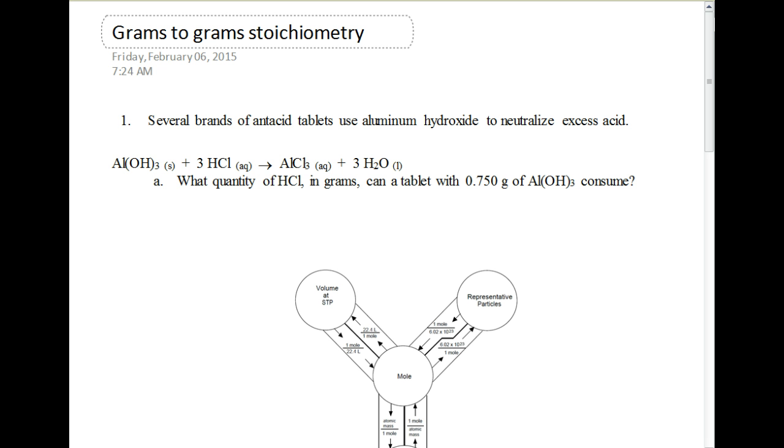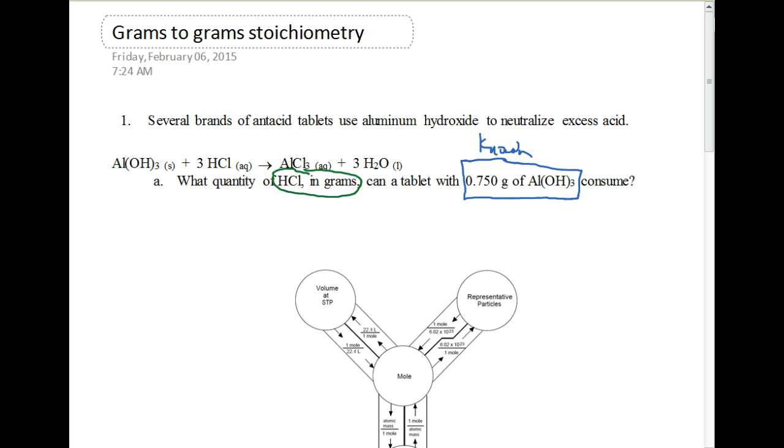And so it says, what quantity of HCl in grams can a tablet with 0.750 grams of aluminum hydroxide consume? So we'll start off identifying our known quantity, and that's going to be 0.750. That's our known quantity. And then we need to identify our unknown quantity. There's our known. And our unknown, what quantity of HCl in grams? So we're looking for grams of HCl.